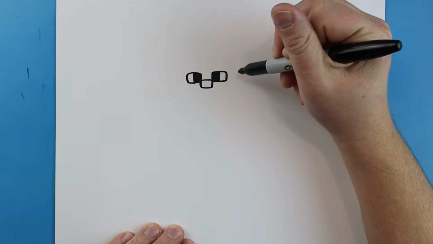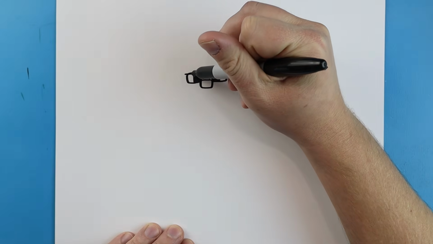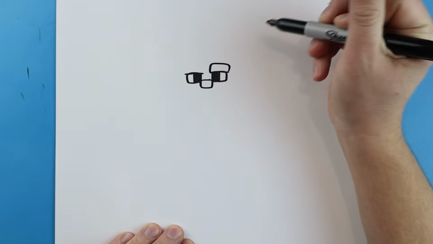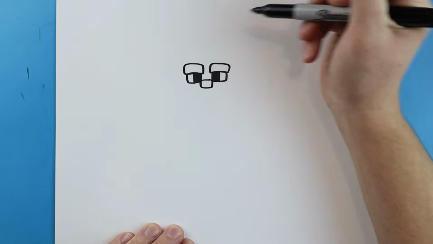Now after this, we're going to draw the eyebrows. To do this, we're going to make a rectangle shape above each eye. We're just going to make it a little bit longer than the eye. So we're just going to draw a little rectangle shape above each eye.